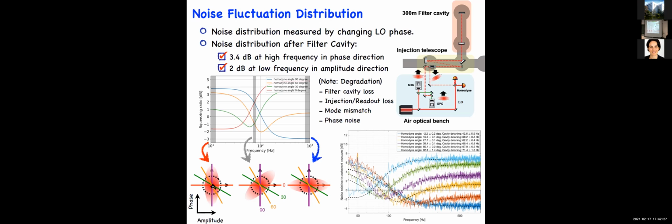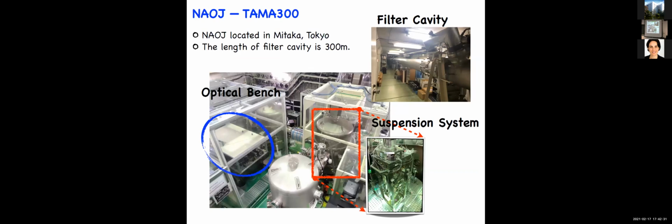In general, the experiment is working in Japan, here. The squeezer and the measuring system are built on the optical bench inside the clean room here.